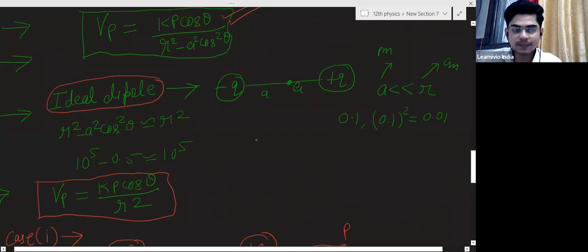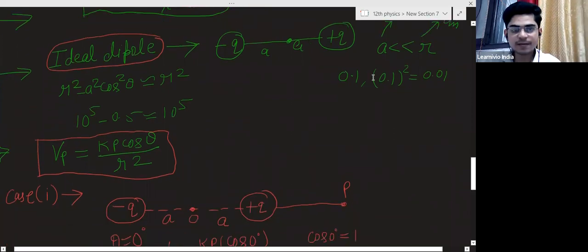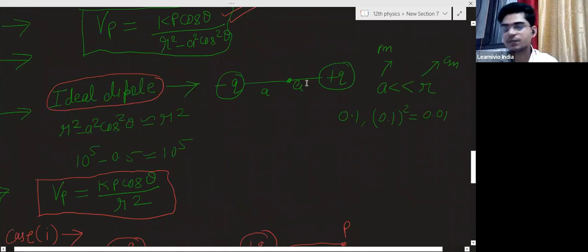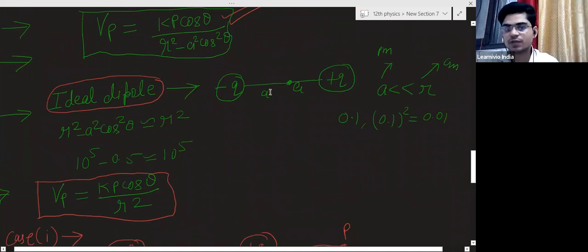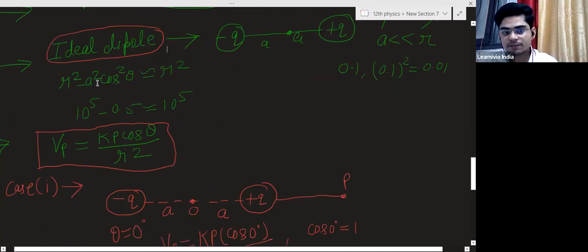Thank you. I have told you the meaning of ideal dipole. Ideal dipole is when the distance between the two charges becomes very small. So this distance A is very small compared to R. If we square this A, it will become very small. So if we subtract A square cos square theta from R square, it will approximately become equal to R square.